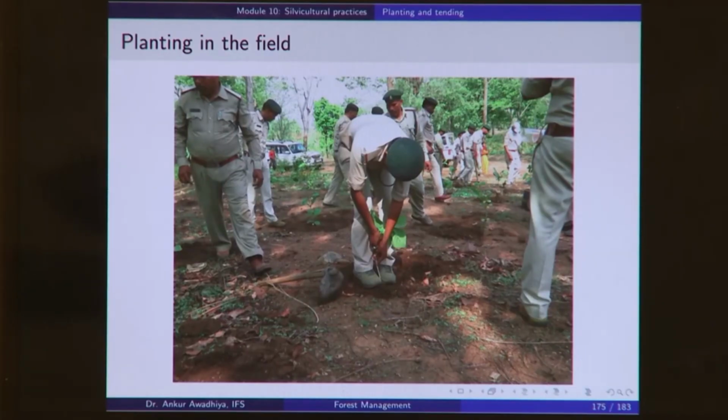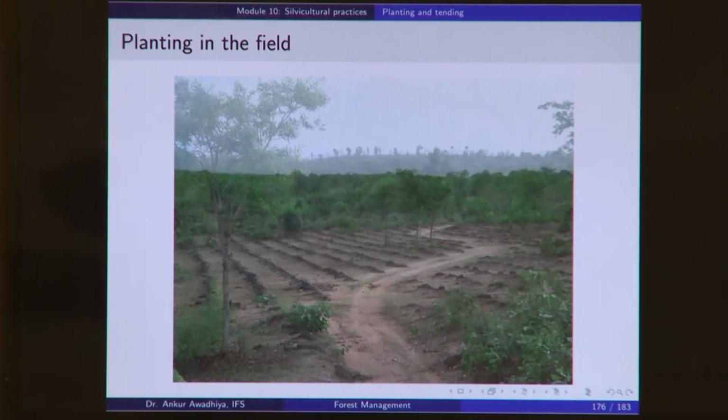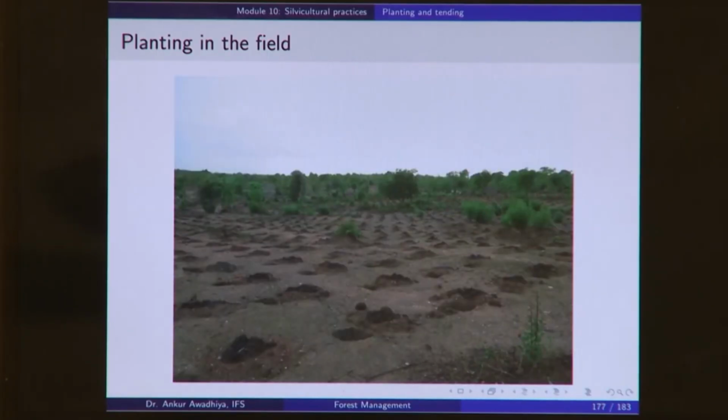Now, typically plantations are done on a very large scale. So, here you can see that all these regions are full of pits. Before you do the actual plantation on the field, it is important to train the people to ensure that no polythene bags are put together with the plant, to ensure that the plants are planted in such a manner that the collar depth is maintained, and to ensure that the compression of the soil is done properly.